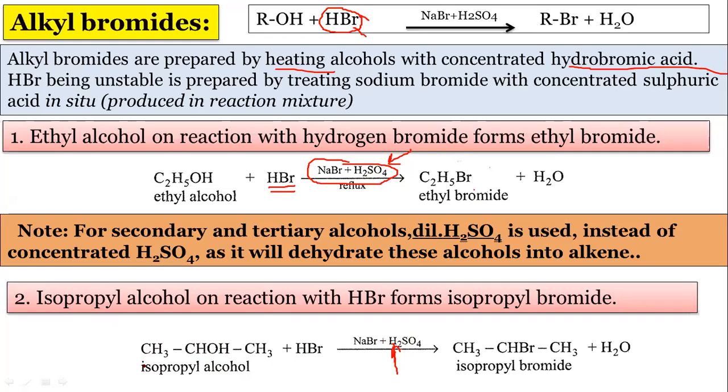Only in this reaction, isopropyl alcohol plus HBr, it gives the isopropyl bromide.